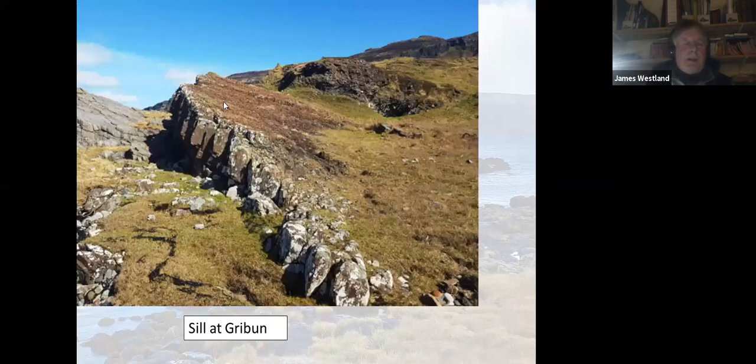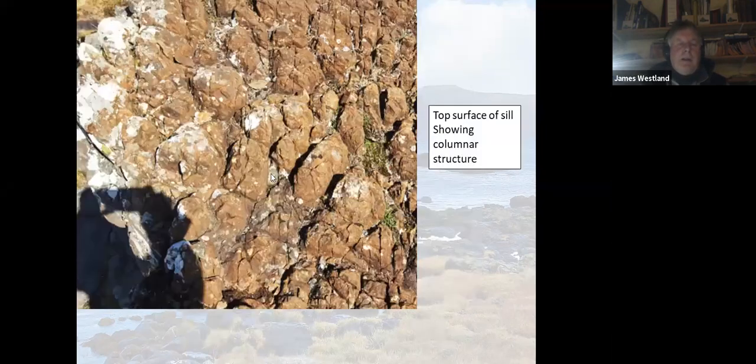There's another good one. This one's at Gribun. Gribun's a great place to study the geology. There's so much going on there. But you've got this nice sill cutting across the rocks. And this is what the top surface looks like. It's knobbly. Again, you've got the columnar structure, and this is what it's like looking on top of it. That's a nice shadow of me taking a picture of it.